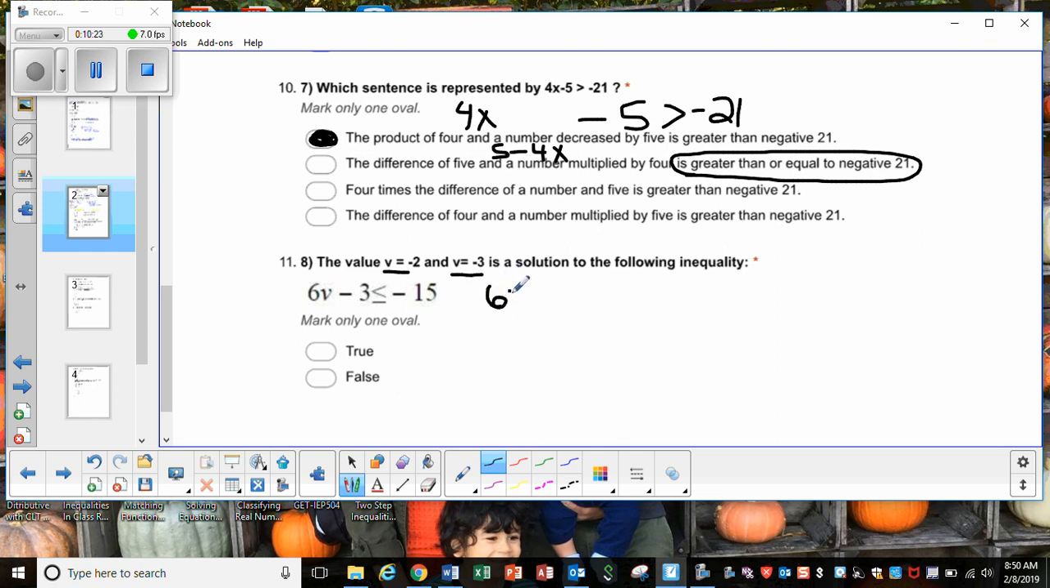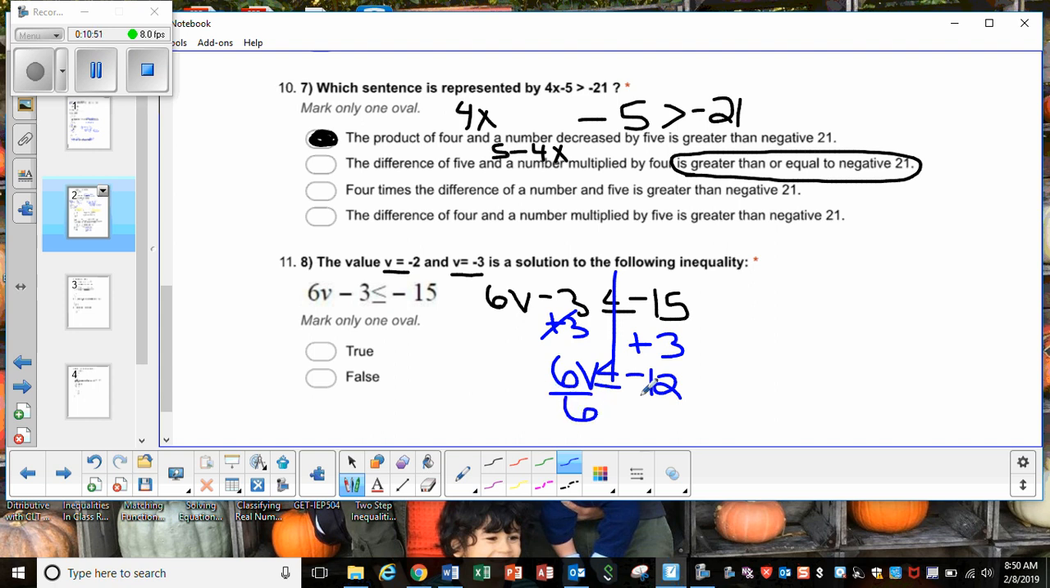So I've got a two-step inequality. I notice that the coefficient is not negative, so I don't need to flip. I can go straight into solving by using inverse operations. So the goal is to get 6v by itself. So I'm going to get rid of the constant, which is -3, by adding 3 to each side. That leaves me with 6v is less than or equal to -12. I still want to get v by itself, and there's a 6 coefficient, so I'm going to divide each side by 6, and I get v is less than or equal to -2.